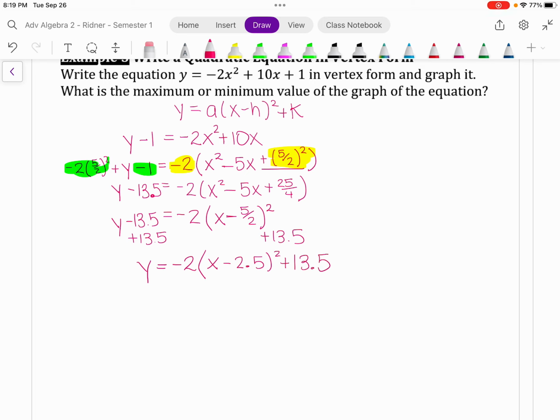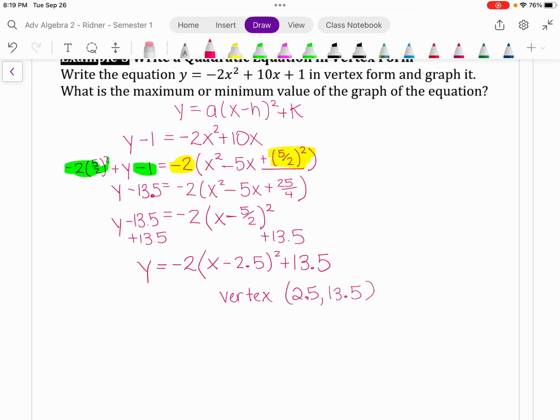So what does this mean? It means my vertex is at 2.5, 13.5. I also want to make you aware that, hey, everything in the world is not perfect. So this is not just an integer. It is a decimal, and that's okay. That is possible. And then the question asks, what is the maximum or minimum value of the graph?